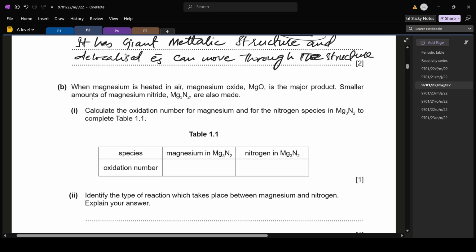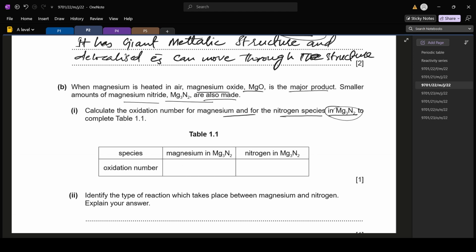Part B. When magnesium is heated in air, magnesium oxide is the major product. Smaller amount of magnesium nitride are also formed. Calculate the oxidation number of magnesium and nitrogen species in magnesium nitride. If magnesium has oxidation number of 2 plus and nitrogen has 3 minus, then the formula is going to be Mg3N2. So magnesium has an oxidation number of 2 plus and nitrogen has an oxidation number of 3 minus.